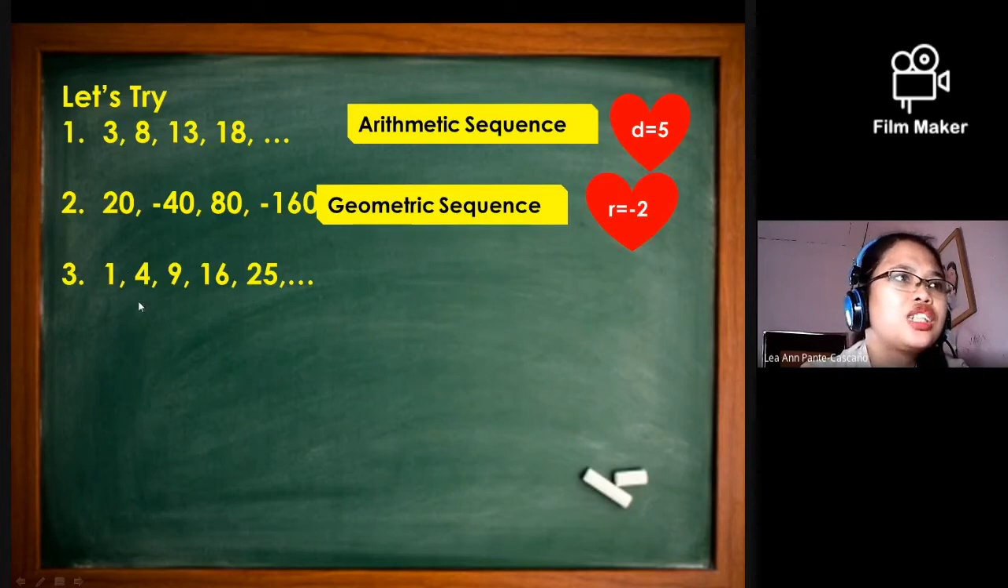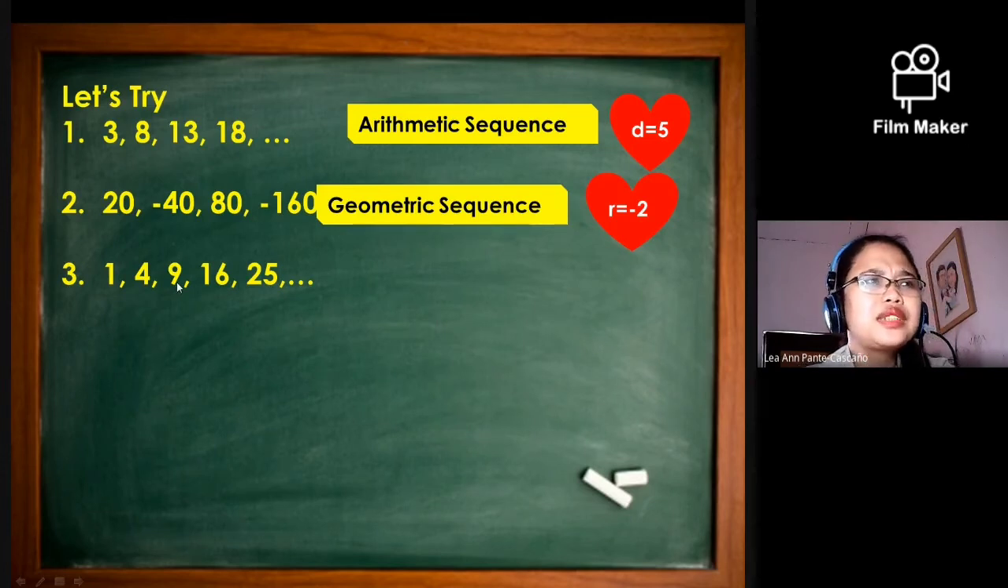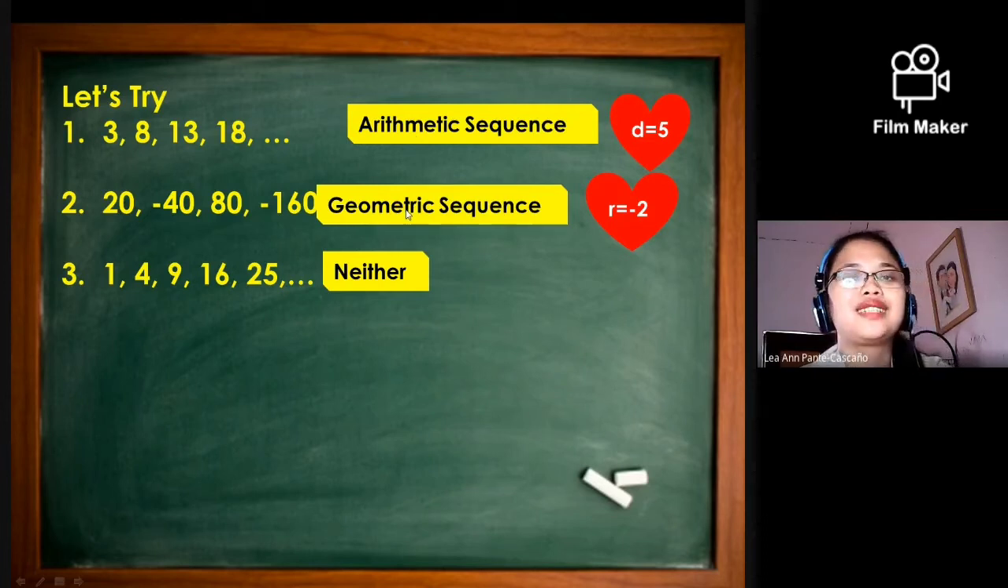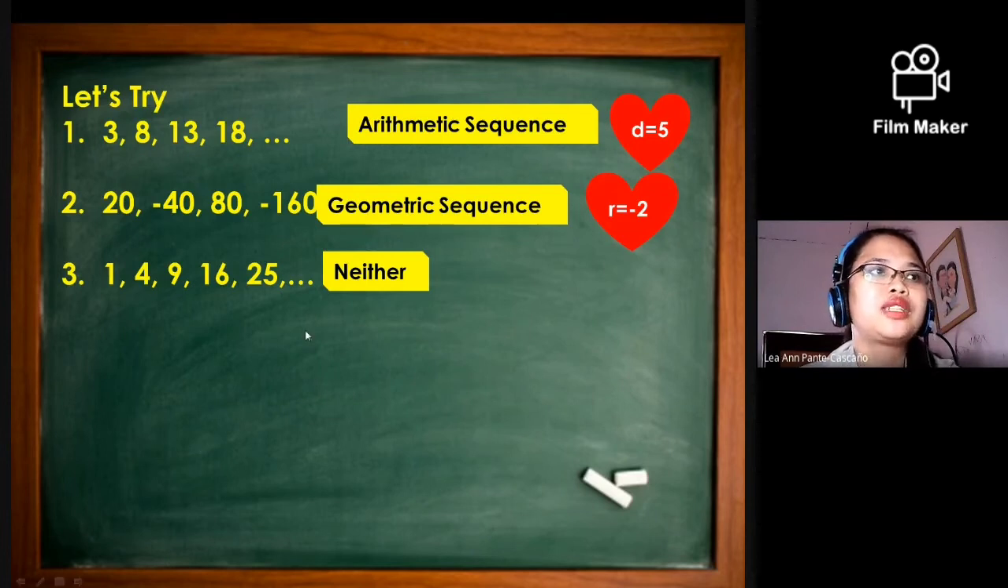Next, sa addition naman kaya, ano yung pwede natin i-add sa 1 to make it 4? And that is 3. So 1 plus 3 ay 4. Plus 3 is 7. So hindi na naman. So therefore, masasabi natin ang number 3, hindi siya arithmetic, hindi rin siya geometric. So that is neither arithmetic nor geometric. Wala siya doon sa dalawang sequence na meron tayo.